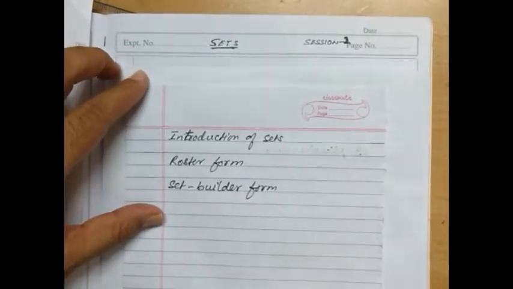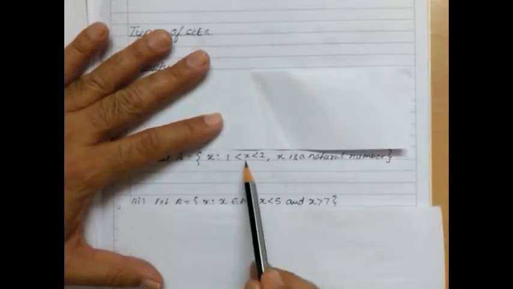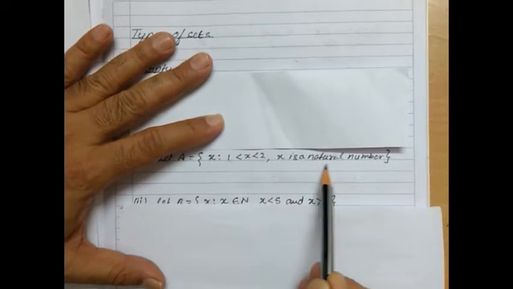Now in this session we will discuss types of sets. In types of sets we will first come to the empty set. What is this empty set? Let's analyze certain statements. Here the first statement says, let A = {x : x is greater than 1 and less than 2, and x is a natural number}.